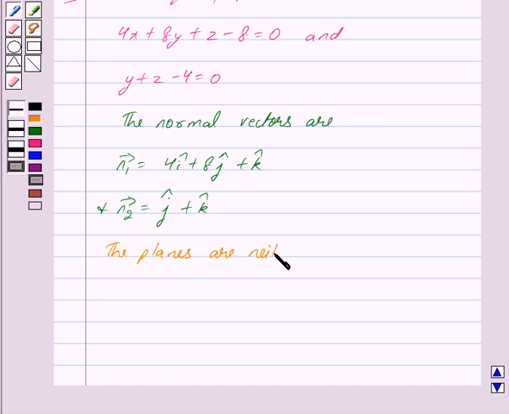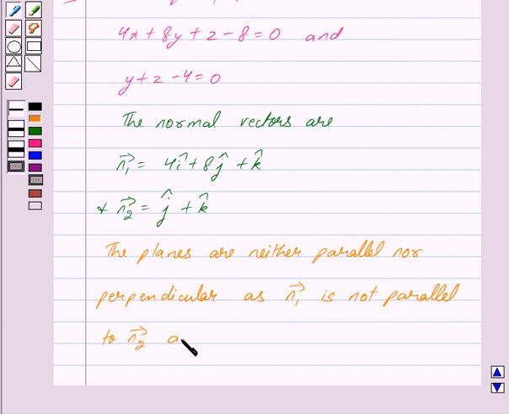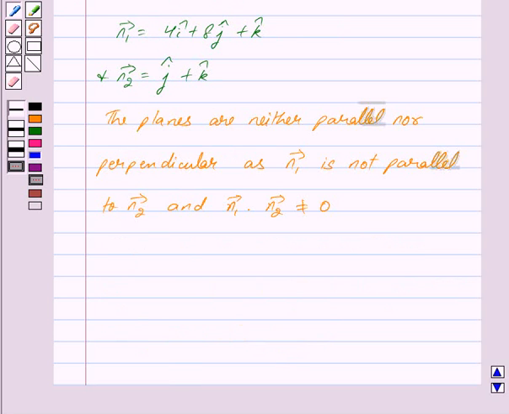So we write that the planes are neither parallel nor perpendicular, as vector n1 is not parallel to vector n2 and vector n1 dot vector n2 is not equal to 0. So now we will find the angle between the two planes.